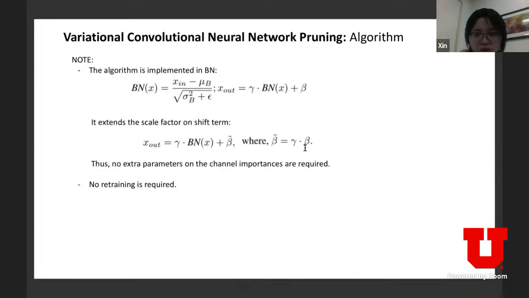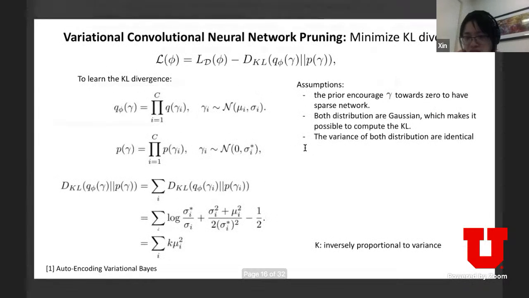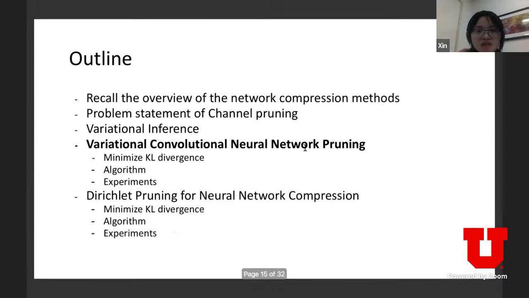Is there any other question about the batch normalization or the channel-based pruning? Okay, then I will continue. All right.